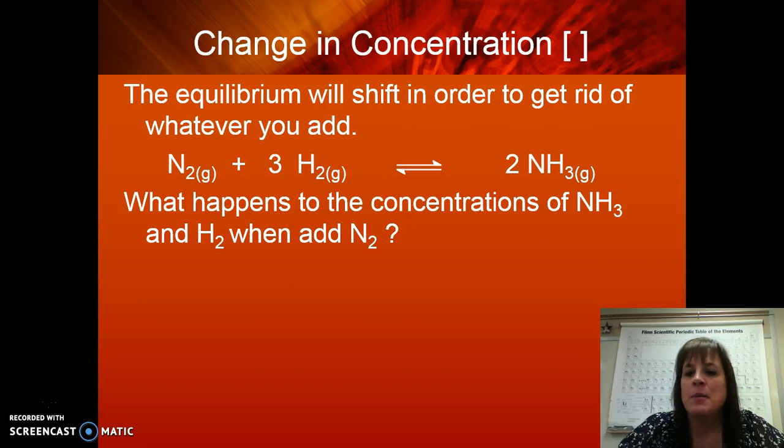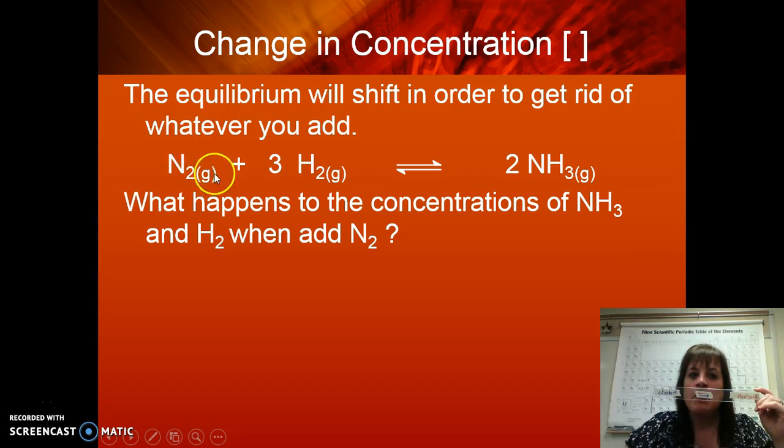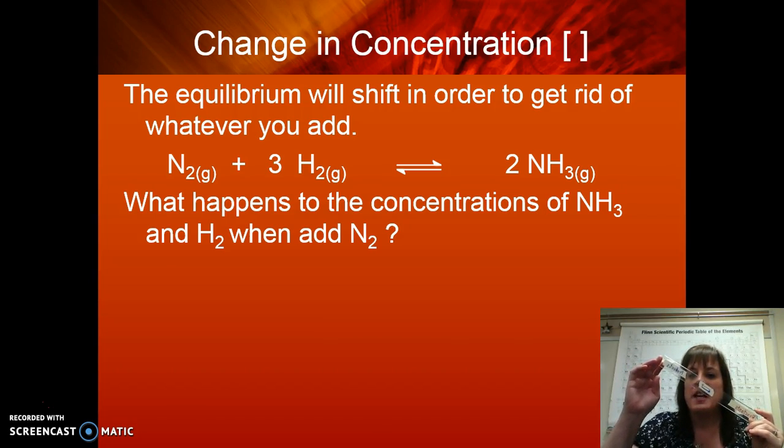This again is my Haber process. Nitrogen gas plus hydrogen gas produces ammonia. What happens to the concentration of my ammonia, my product, and my hydrogen, a reactant, if I add some nitrogen? So what I'm doing is I'm adding more of the nitrogen gas, which means I have more reactants now. I'm out of balance. So what's going to happen? What do you think?